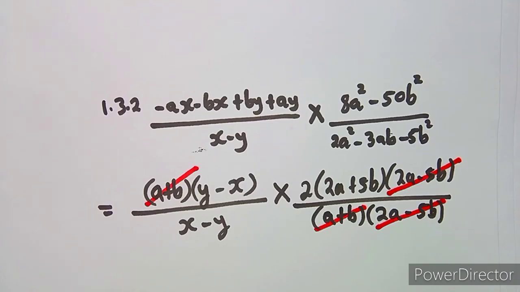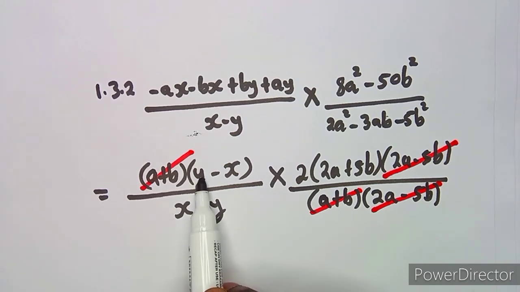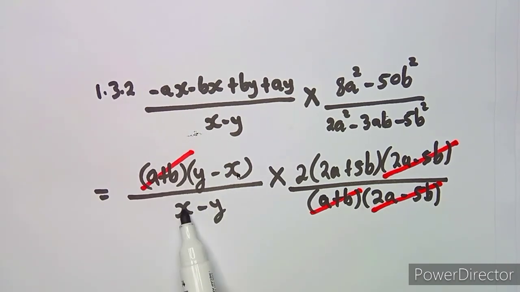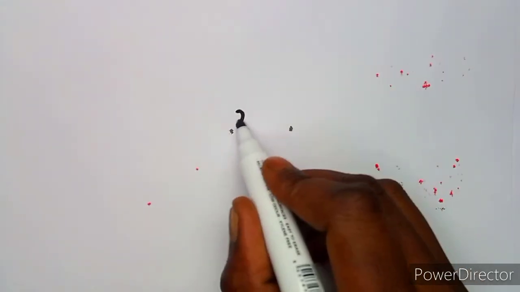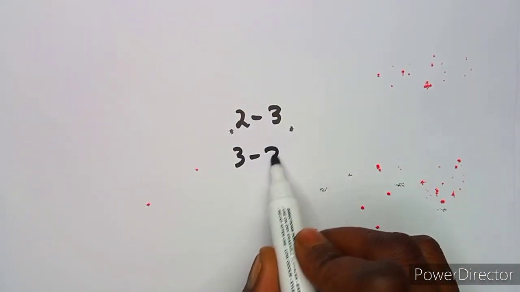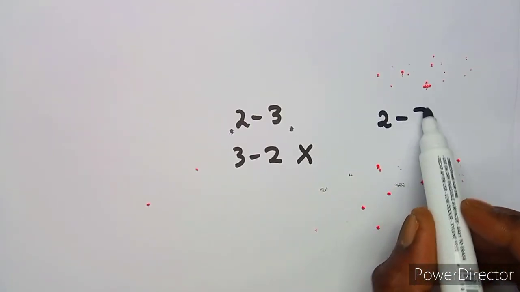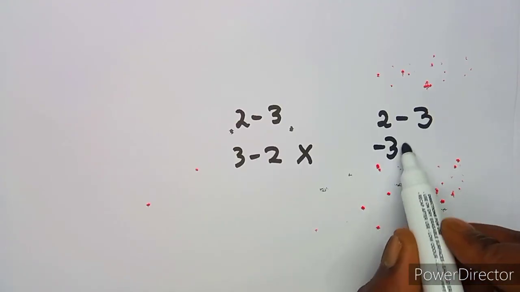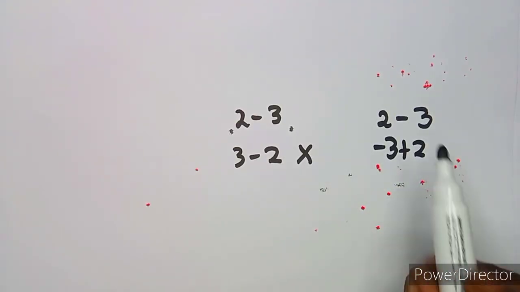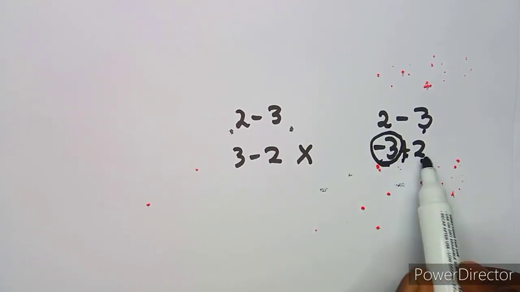But there's something that is common. These two cannot cancel as they are, but there's something that can be done for this to cancel, because this is y minus x and this is x minus y. They are not the same. It's different, just like 2 minus 3 and 3 minus 2. We can't say it's the same, no, this is not the same. But 2 minus 3 is the same as minus 3 plus 2.